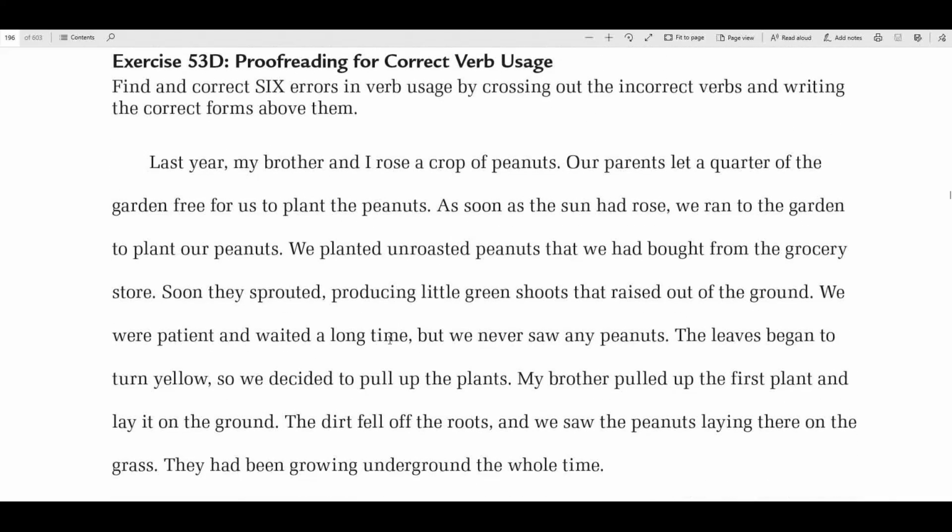Okay, so this is what I'd like for you to do. I'd like for you to pause it on this, and there are 6 errors in verb usage. See if you can find the correct one, mark it out, and then write the correct one above it. Once you're done, if you'll play it, I'll put the answers up there, and then you can check it and see how well you understood it.